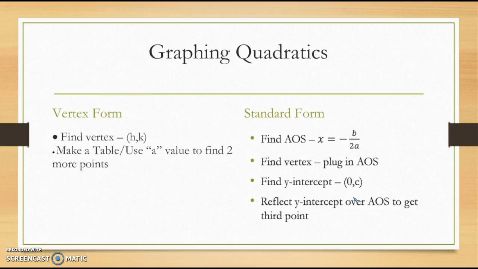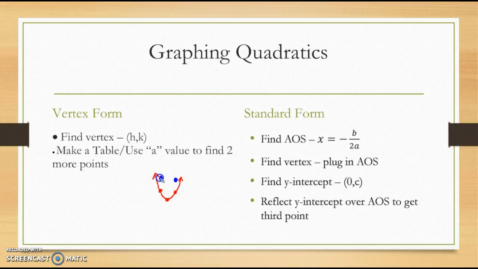So here is a quick summary. Alright, vertex form, you just find your vertex, h, k. Right, then you're going to use your a value to find your next 2 points. Right, remember, if our normal graph went from your vertex up 1, right 1, and if you were stretching that by 2, instead of going up 1, right 1, we would go up 2, right 1.